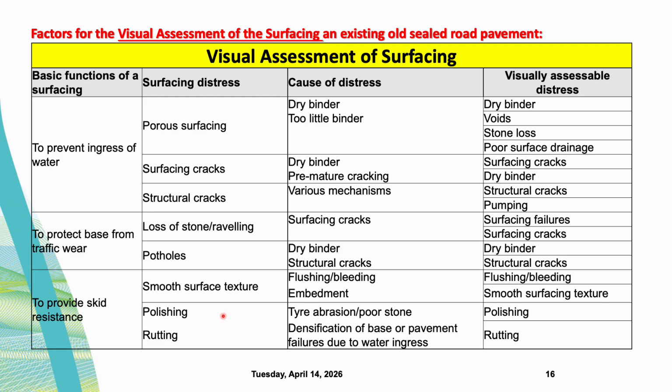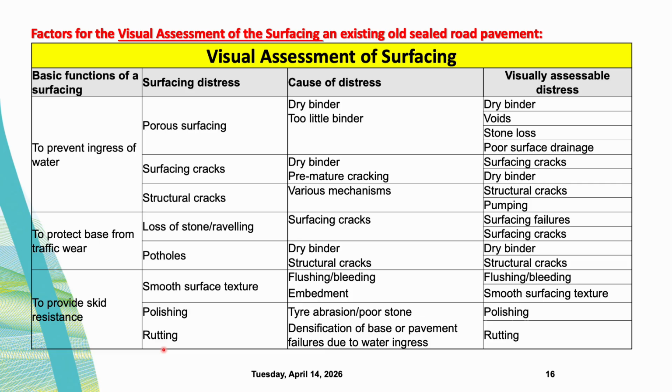Same with polishing. Tire abrasion, poor stone like dolomites are not very good. If it is a little bit weathered, it will polish, and there are standard tests for polishing that can be made on the stone to see if one can get a good quality aggregate and to prevent polishing in order to give you skid resistance.